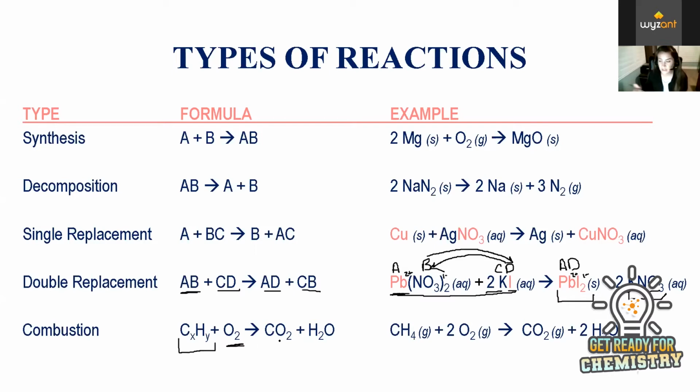And then always, always, always our products are just going to be CO2 and H2O. So the combustion reaction is the same every time. It's the easiest to write. When you balance a combustion reaction, it's kind of the same strategy every time. You can start with your carbon compound and work back and forth. I'll get into balancing for a second.